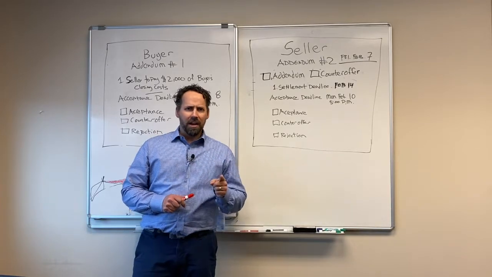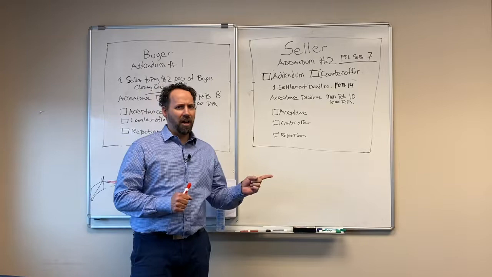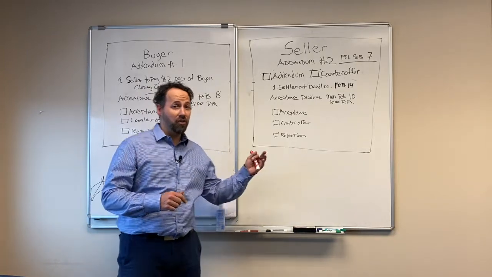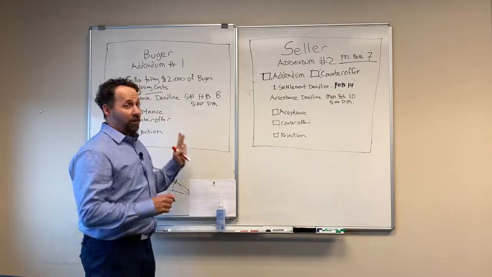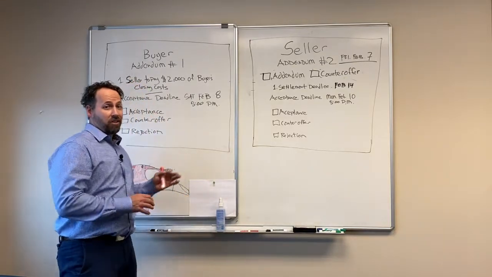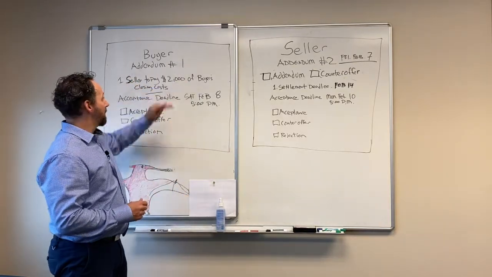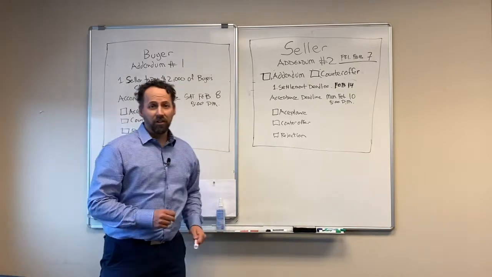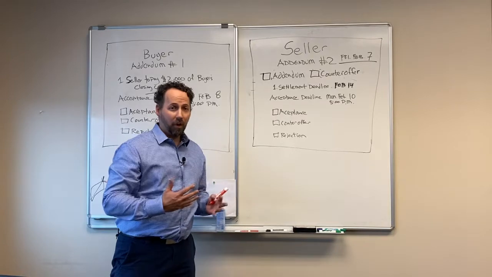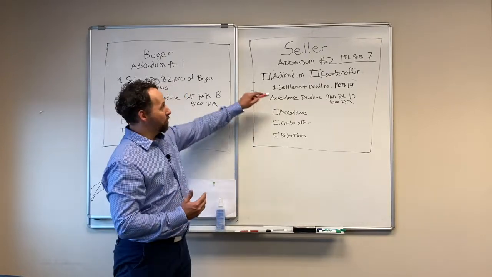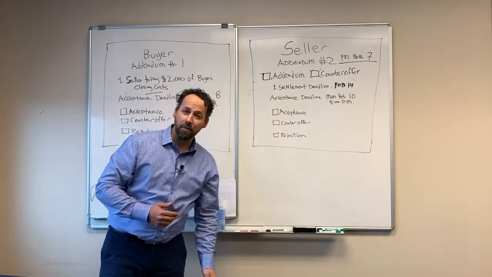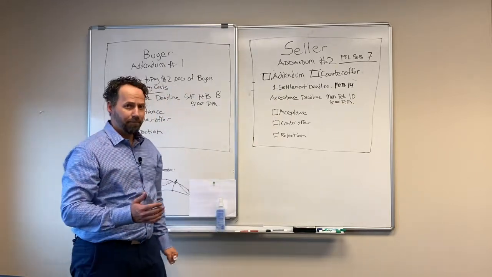So we're going to jump right in. You're under contract, talking about addenda that come after you're under contract. So here's the scenario. You're under contract, buyer sends over addendum number 1, asks for $2,000 in closing costs, sends it to seller. Seller responds with addendum number 2, asking for the settlement deadline to be moved to February 14th.